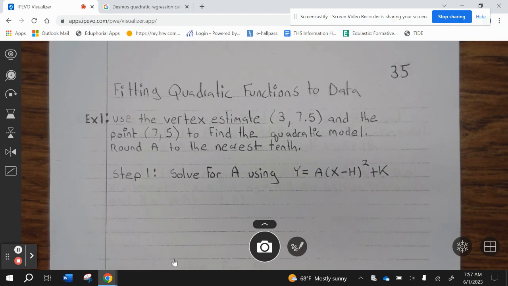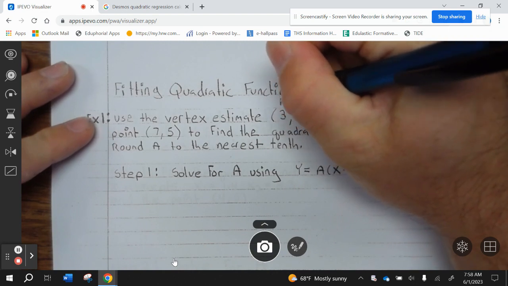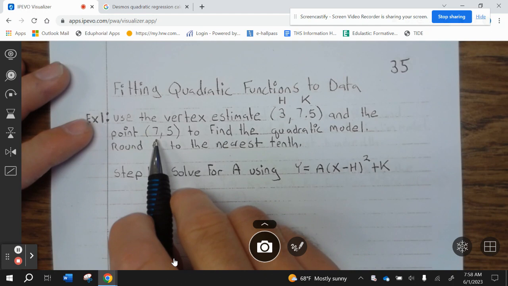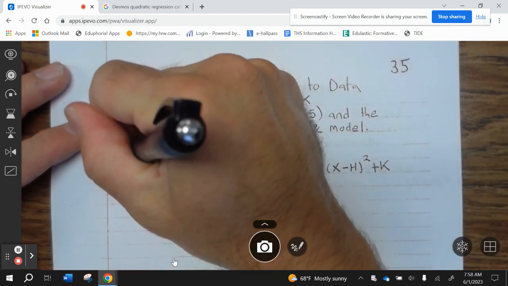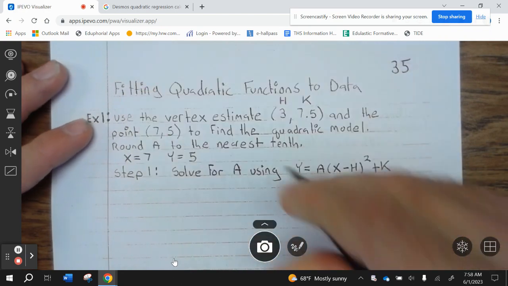Example 1. Use the vertex estimate (3, 7.5) and the point (7, 5) to find the quadratic model, rounding a to the nearest tenth. Step 1, solve for a using y equals a(x minus h) squared plus k. All right, so the vertex is here. This is h and k. Okay, and then this is x and y. So x equals 7, y equals 5.